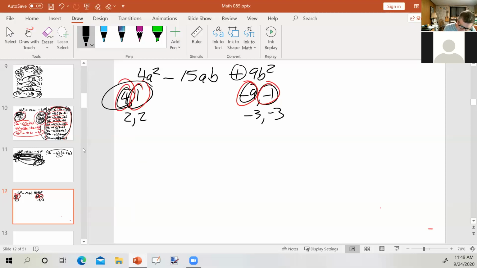So now I'm going to take this pair with this pair. 4 times negative 3 is negative 12. 1 times negative 3 is negative 3. Negative 3 and negative 12 is negative 15. We have a winner on aisle 7.